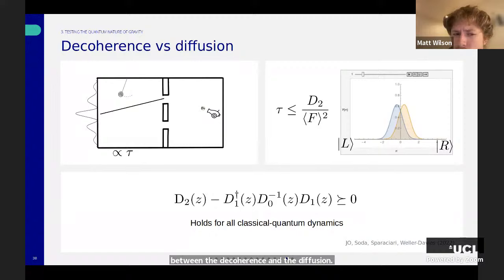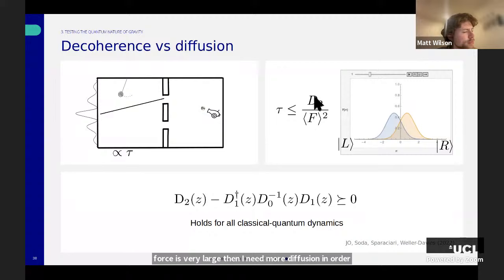I put here the force because in some sense, this is the force of the quantum particle on the classical field. And if the force is very large, then I need more diffusion in order to mask the effect of the force. So just like the Stern-Gerlach, if the force that the magnetic field produces onto the spin half particle is very large, then I will need a lot of zigzag in the path of the particle in order for me to not know whether the particle is spin up or spin down.